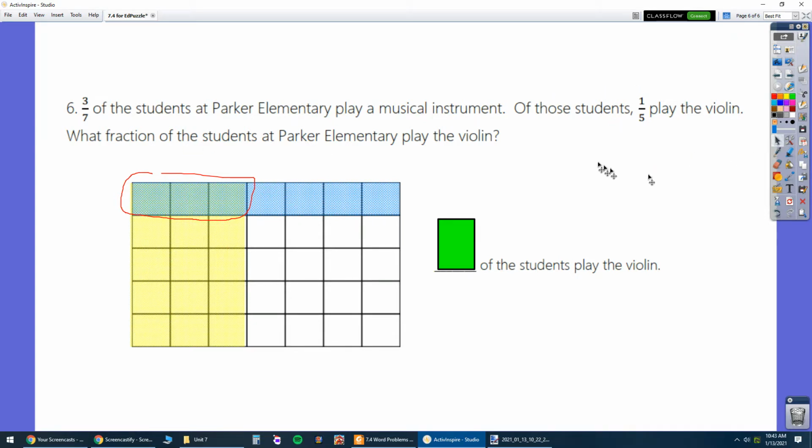So what is my answer for this one? What fraction play an instrument that's also a violin? Well, you can see the overlapping part shows 3 out of how much? 3 out of 35. If you count, there are 35. So 3/35 play a violin. So that's how we use area models to help us with fraction multiplication.